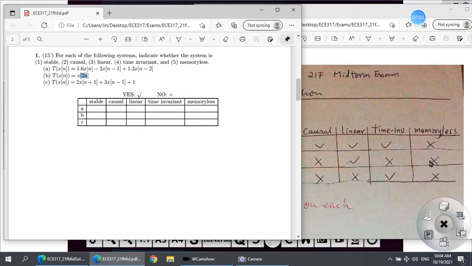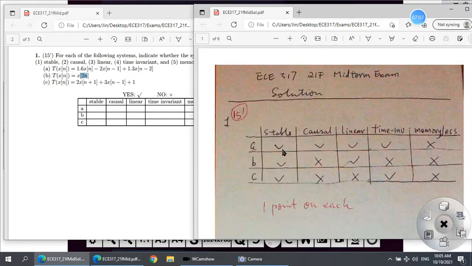So you need a memory, so not memoryless. Okay, then part C. C is 2 of x at n plus 1 plus 3 of x at n minus 1 and plus 1. So first one, is this stable?